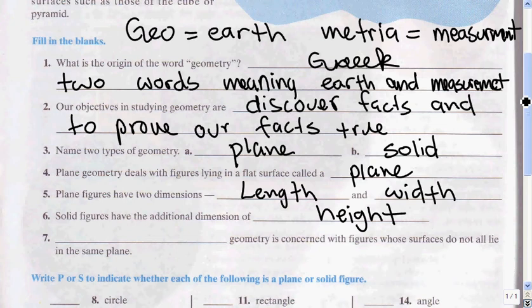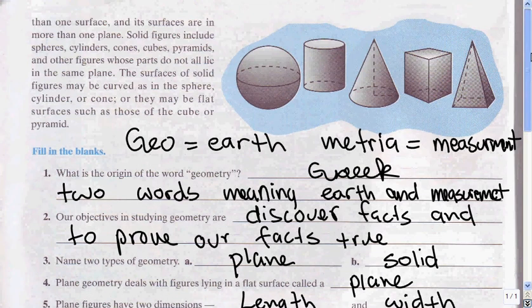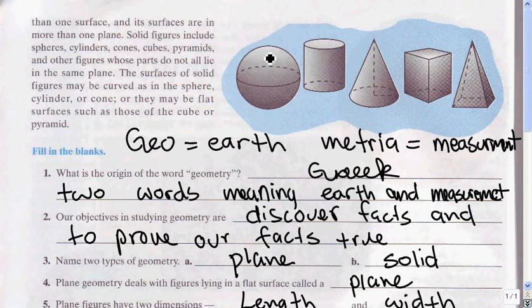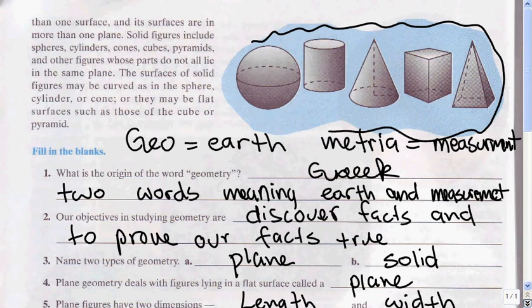Solid geometry is concerned with figures whose surfaces do not all lie in the same plane. Because if you look at these figures, they're not flat figures. They're not lying on the same plane. These figures are solid, so you need a third dimension. They're drawing them here, but they're supposed to be solid figures. That's why they put the little cloud here, to show you that these figures have depth. They're solid. They're not flat.